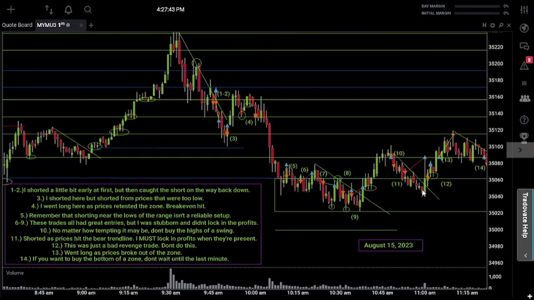Not only did I let it come back to what should have been my break even stop, but I let it come back to what my regular stop loss would have been. And that right there is just very bad decision making. It's one bad decision to not take profit when it's there. It's a second bad decision to not take profit when you come back to break even.